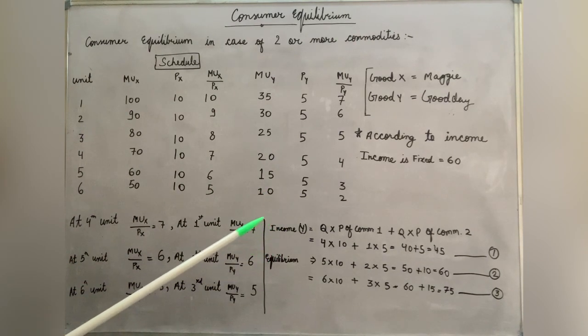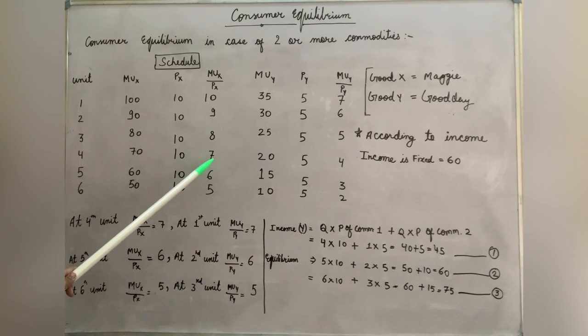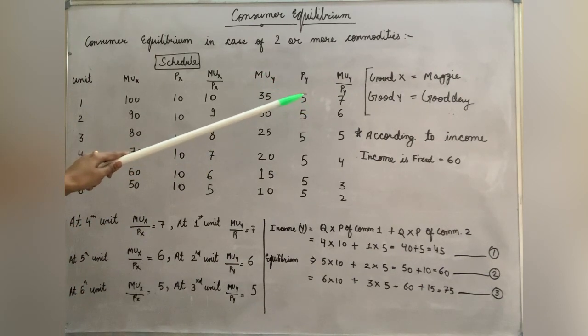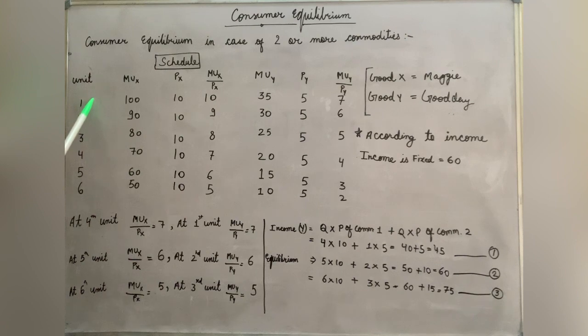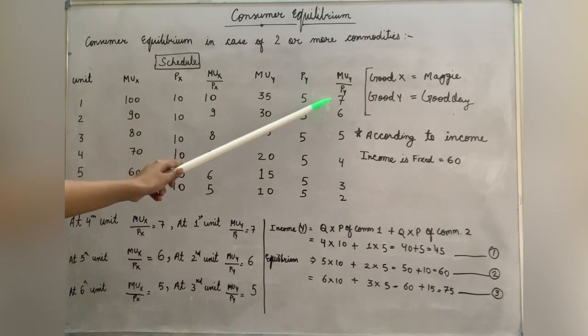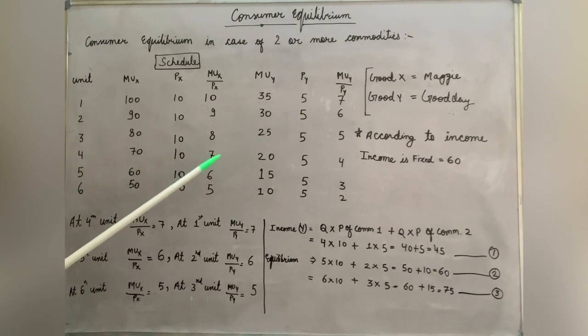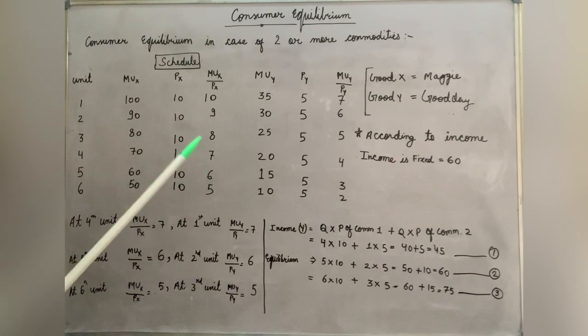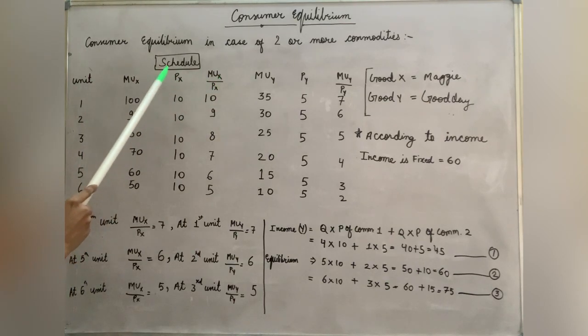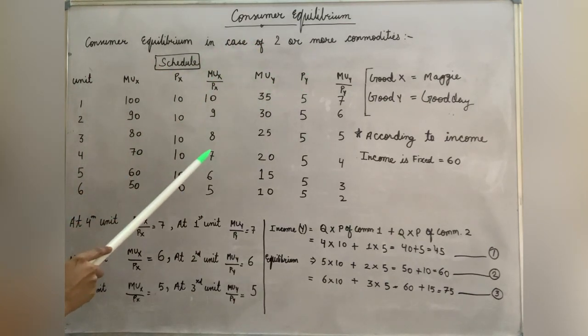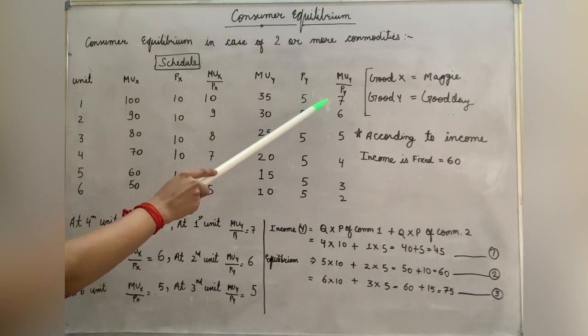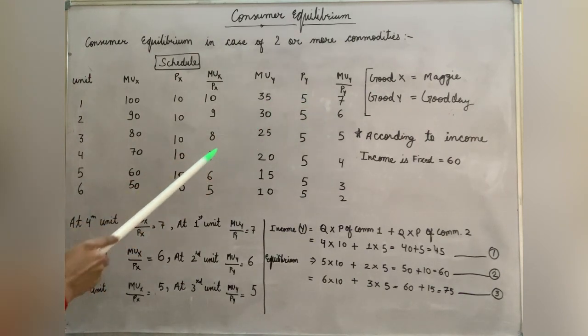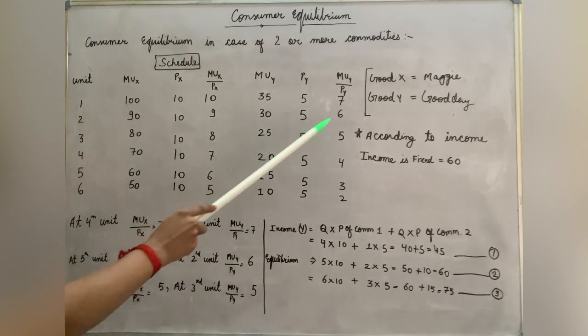What we are seeing here is that at unit 7, MUX by PX is 7, and when we are consuming the Good Day biscuit at unit 1, MUY upon PY is 7. So we have to see where our satisfaction is matching. As we are taking two commodities, Maggi and Good Day, we are getting an equal level of satisfaction. So here are 7 and 7, 6 and 6, and 5 and 5.